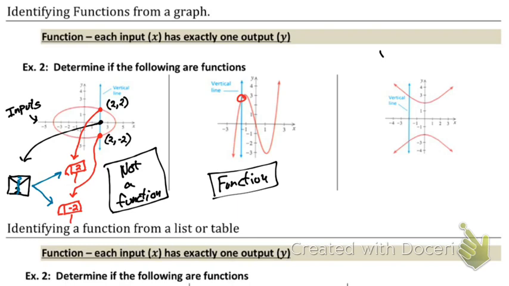It doesn't matter how it's drawn. These don't have to be connected. It doesn't have to look like this, because it still can't be in 2 places at once. So this is still not a function because I go to 2 different places. That negative 2 maps to those 2 different places, so it's not a function.